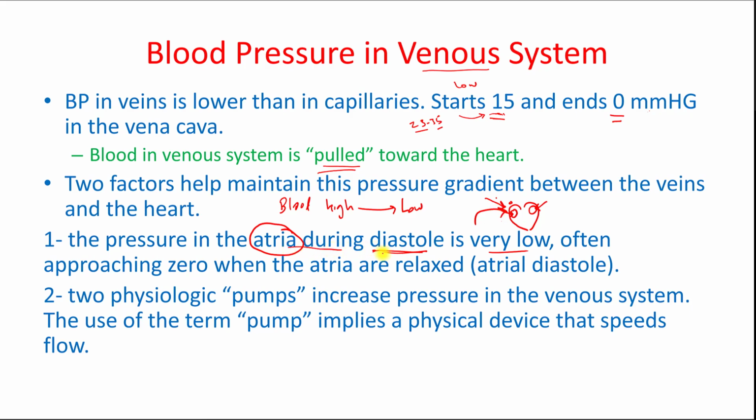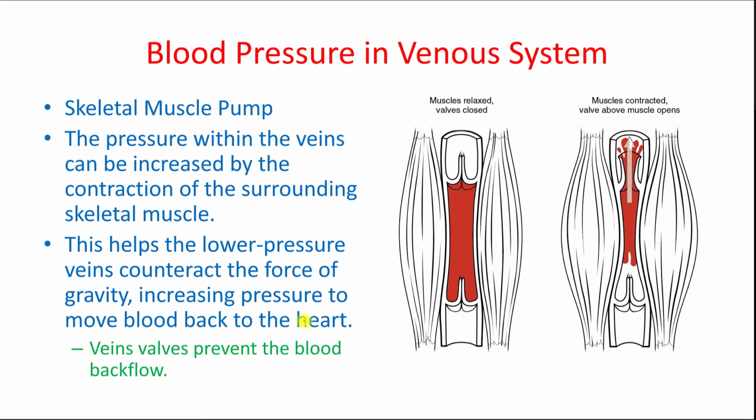Then we have two physiological pumps that will kind of vacuum the blood, or drain the blood, into the heart. The first one is an easy one to understand, which is the skeletal muscle pump. When those muscles contract, or even when they set their own tone, they squeeze the vein, and therefore they push the blood toward the heart. The valves will prevent the blood from backflow. So in the veins between those muscles, when the muscles contract, they will squeeze the blood. Because of the valves, the blood is moving only in one direction. So this is the skeletal muscle pump.